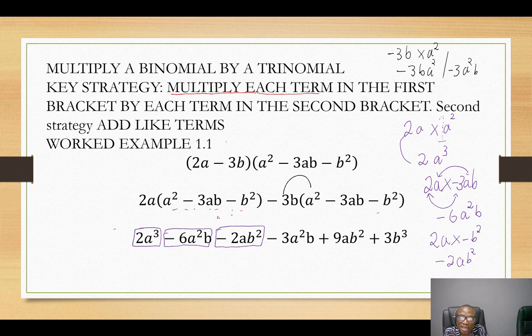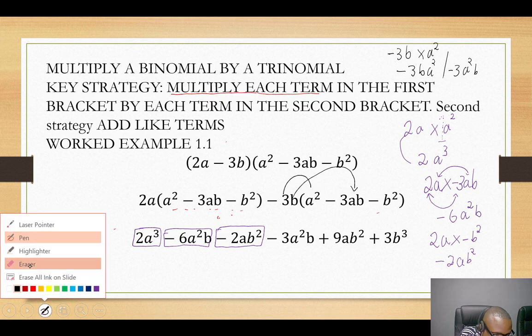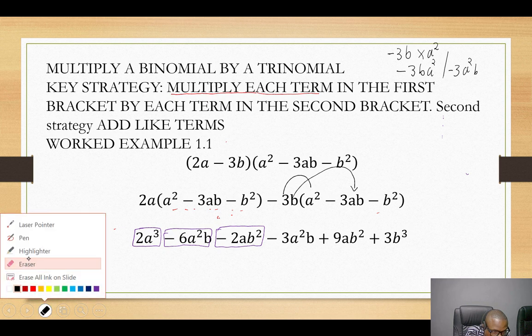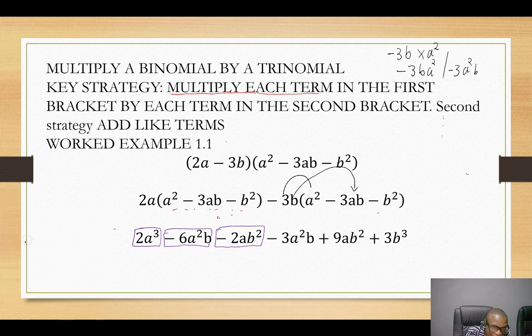So I'm going to multiply negative 3b with minus 3ab. Remember, the number outside the bracket multiplies every term inside the bracket. So now I'm going to multiply minus 3b with minus 3ab. Minus 3b with minus 3ab. Let's go through that.